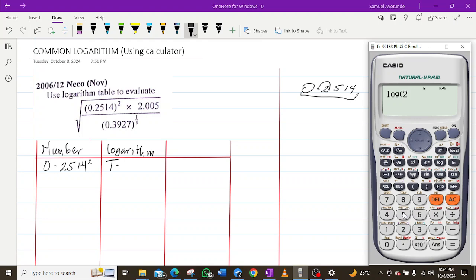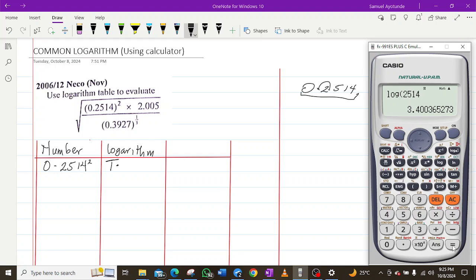Log 2514. So let's see what it gives. It gives 3.40036. Now we don't need the whole number there. The whole number 3, we don't need it at all. We only need to take the decimal figure, and the decimal figure we are taking to 4 decimal place, just 4 figures.